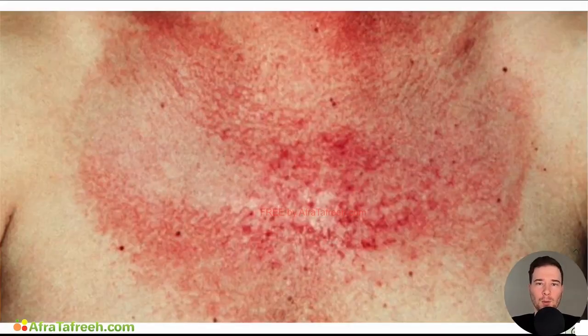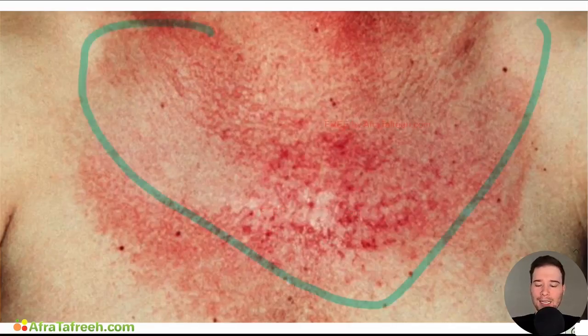And finally, the last key one that we want to know is the shawl and V sign. So again, this is a rash on the chest that kind of has a V-shaped appearance. And this often appears in regions that can be sunburned, right? So on the chest, around the neck, this is where the patients are likely to present with this.